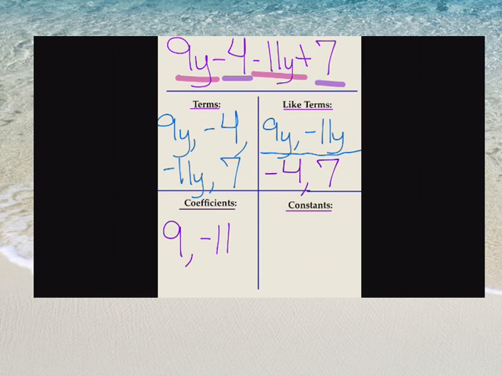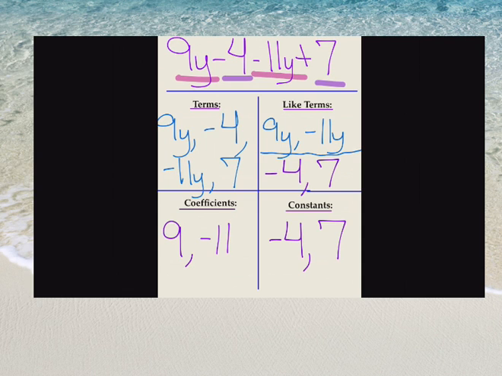Next, I need to list my constants. Remember, constants are numbers that do not have a variable attached. In this expression, we have 2, -4, and positive 7. And that's how we've organized that expression.